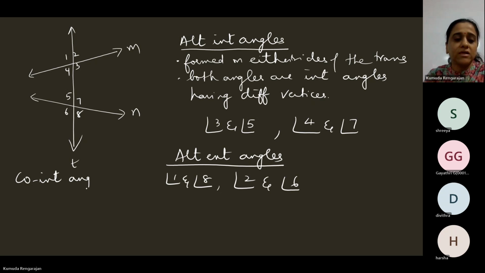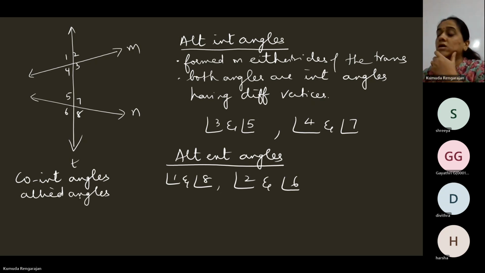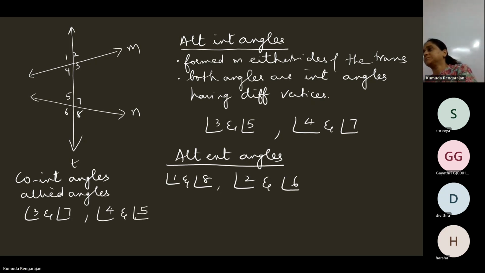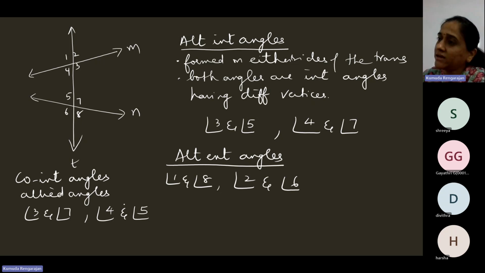Co-interior angles, or allied angles. Co-interior angles are formed on the same side of the transversal, and both of them are interior angles. Angle 3 and angle 7, angle 4 and angle 5. Both are interior angles on the same side of the transversal.